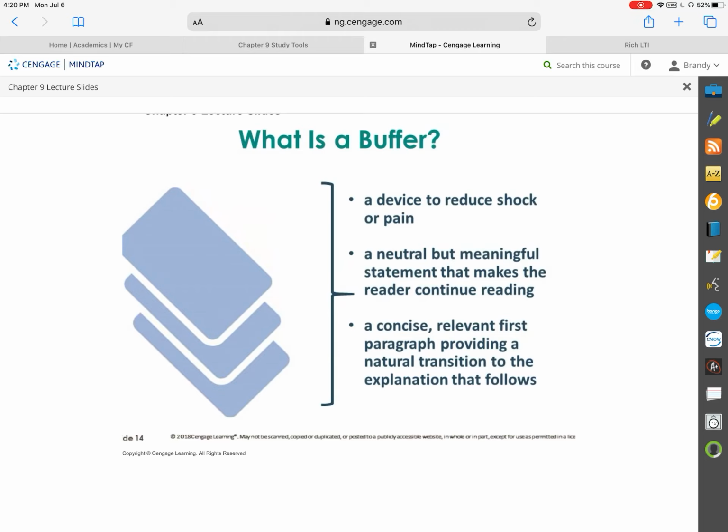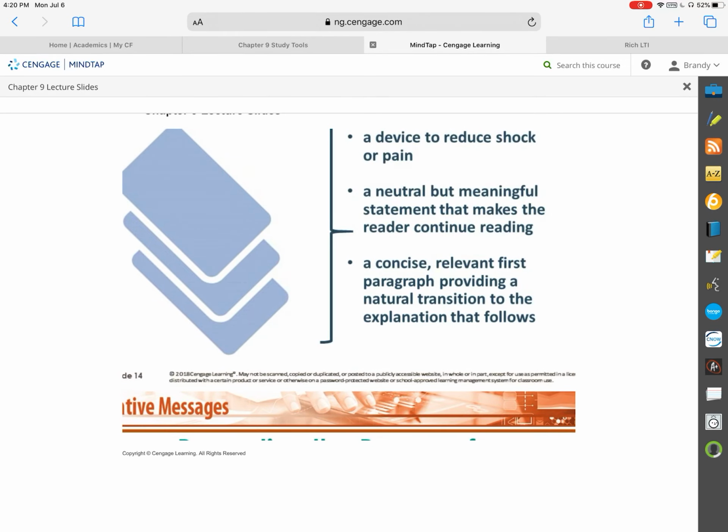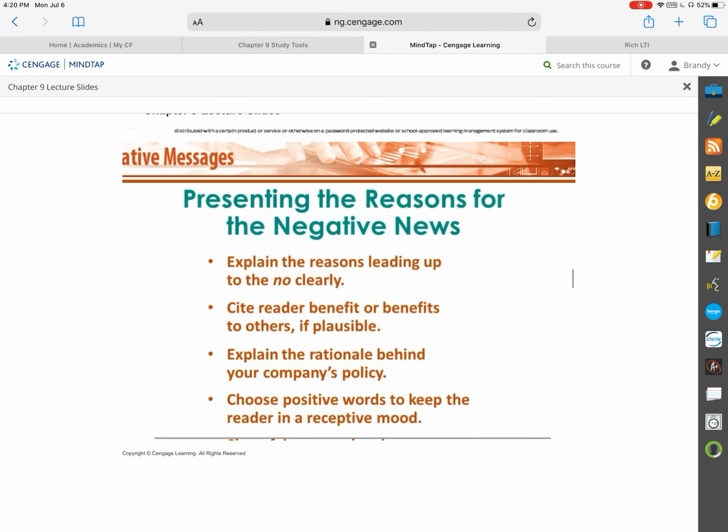So it's there to kind of reduce the shock or pain. It's meant to be neutral but meaningful sometimes, so we can just keep them reading. It's concise, it's relevant. First paragraph providing a very natural transition to the explanation that we're going to give. So it kind of helps move things into the explanation.